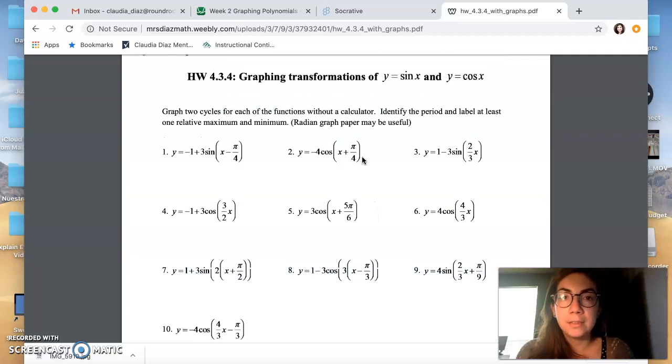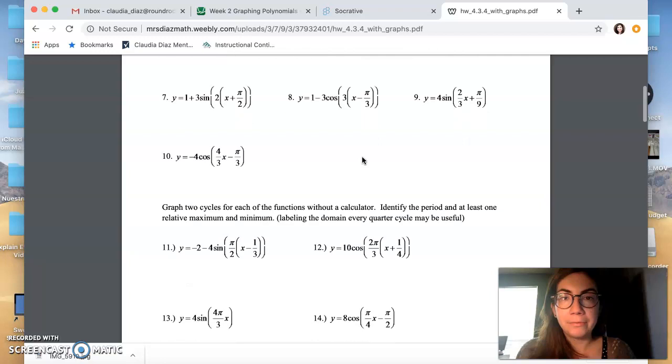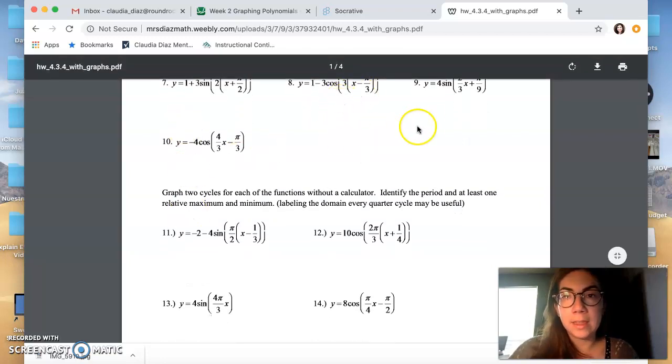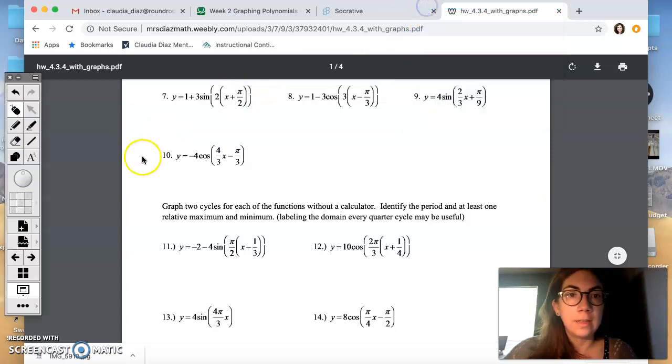So I'm taking a look at homework 4.3.4. We are graphing. I'm going to try number 8 and then probably number 9. So let me get my tool. Here we go.